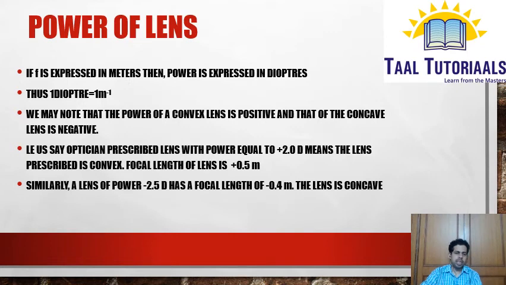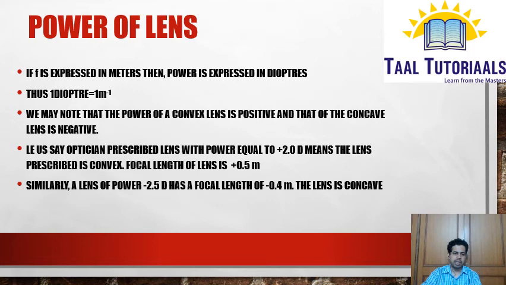If f is expressed in meters, then power is expressed in diopters. Thus 1 diopter is equal to 1 meter inverse. We may note that the power of a convex lens is positive and that of a concave lens is negative. We already know that the focal length of a convex lens is positive, so the power will also be positive. The focal length of a concave lens is negative, so the power will also be negative.